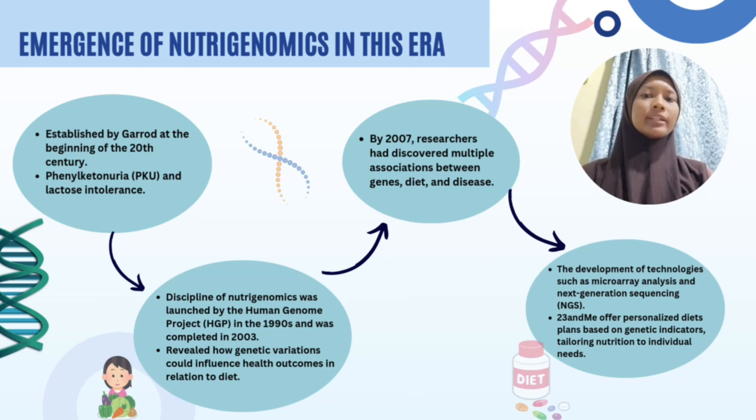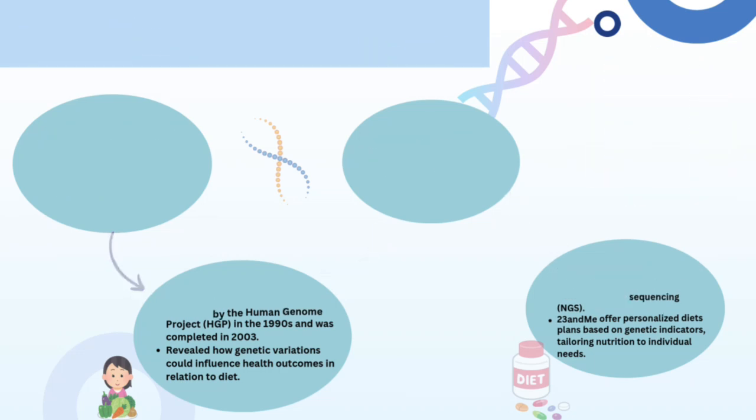By 2007, researchers found multiple links between nutrients, gene expression, and health. Advancements like microarray analysis and next-generation sequencing now allow us to understand how specific nutrients influence our genes. Companies like 23andMe offer personalized diet plans based on genetic indicators, tailoring nutrition to individual needs.